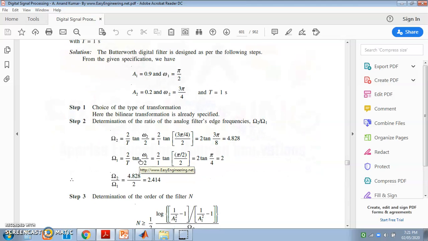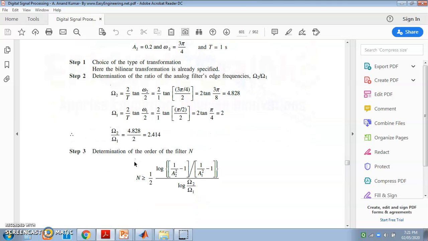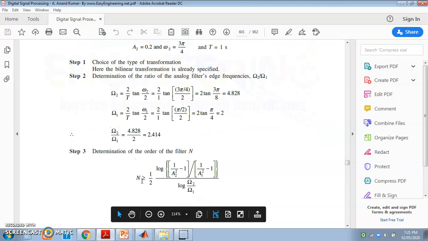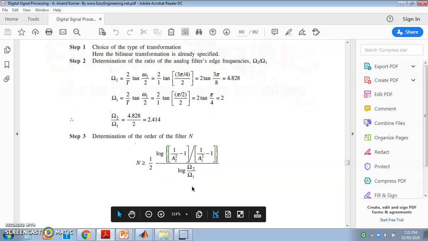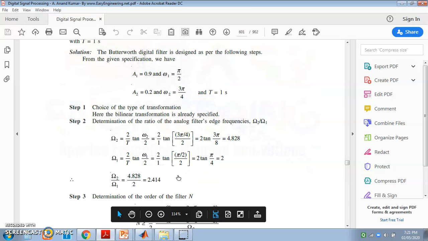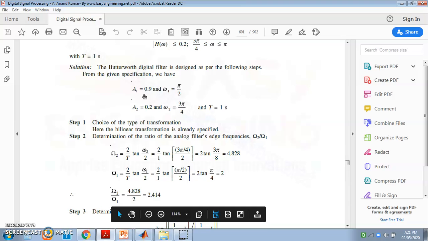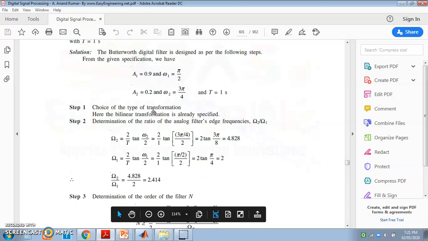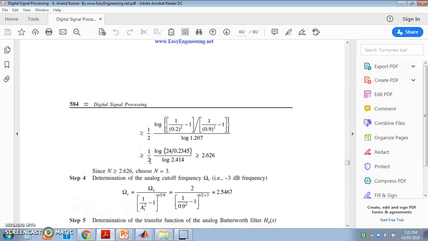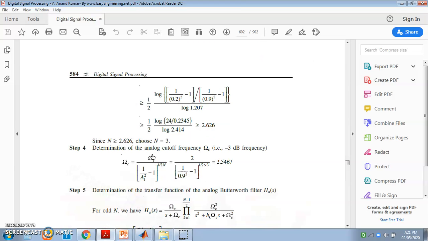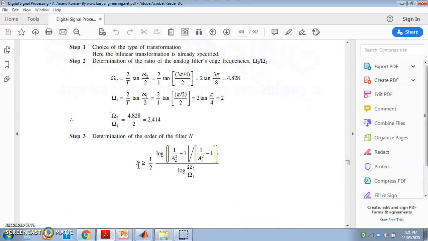And once I know the analog frequency ratio, the next task is to determine the order of the filter, and that is capital N is greater than or equal to 1 by 2 log to the base 10 of (1 upon A2 square minus 1) upon (1 upon A1 square minus 1), upon log to the base 10 of the ratio of omega 2 upon omega 1, where A1 and A2 are the passband attenuation and the stop band attenuation which are provided in the problem statement, that is 0.9 and 0.2. So if we solve this, we have the order of the filter. So we have to verify this answer in MATLAB also.